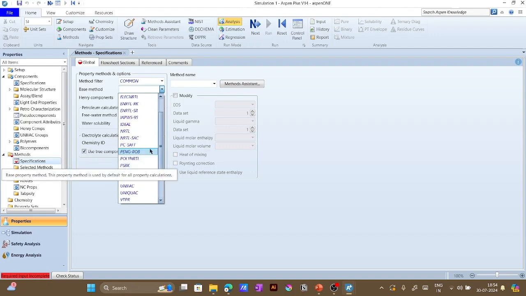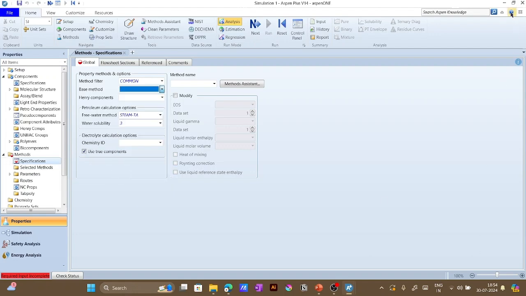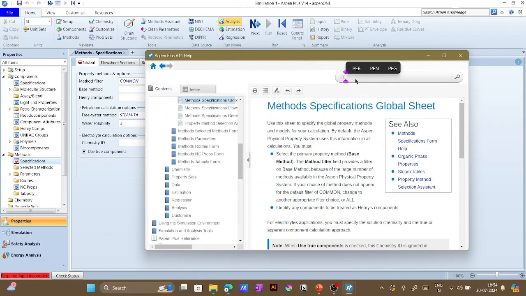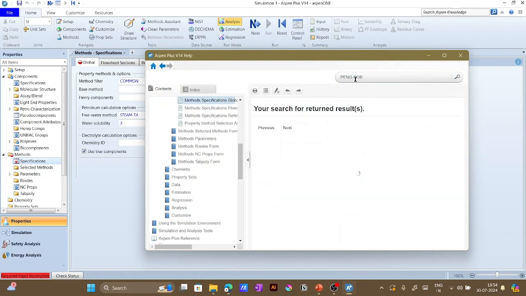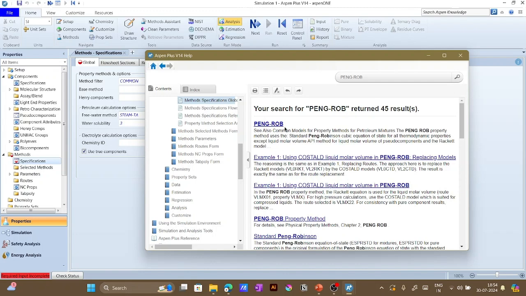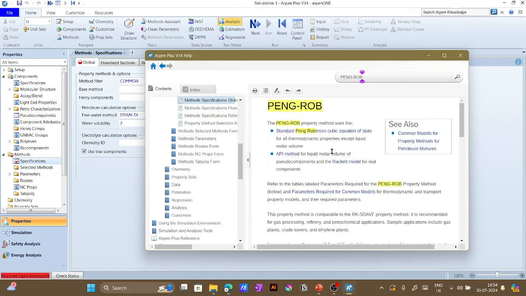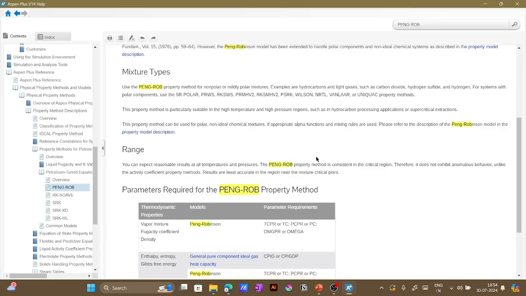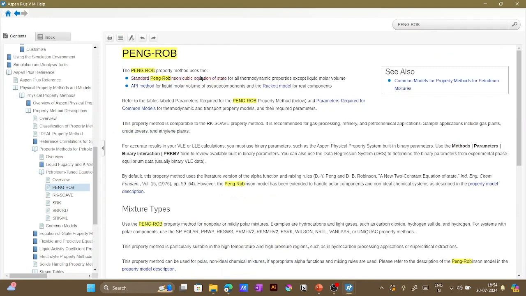So you have the Peng-Robinson equation of state. Just go to the question mark, the help button, and search Peng-Robinson. When you search Peng-Robinson, the result will come up. Then you can see the Peng-Robinson property method. It uses the standard Peng-Robinson cubic equation of state. And if you want to go into further details of it, you can click it here.